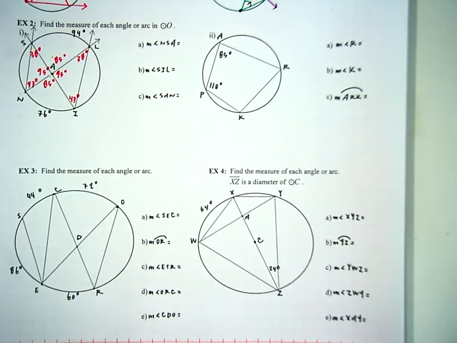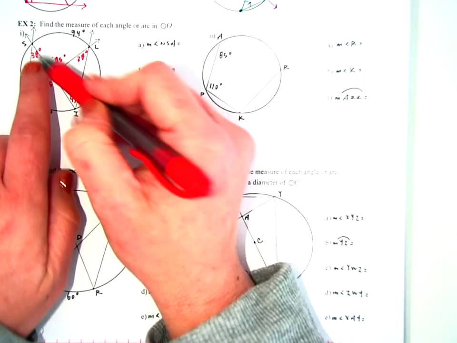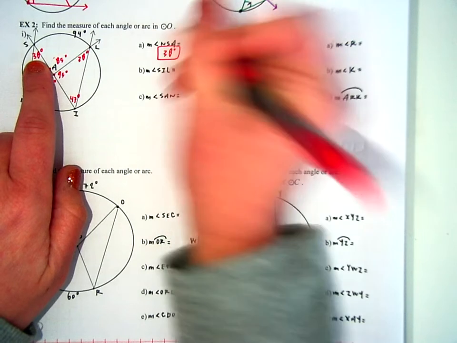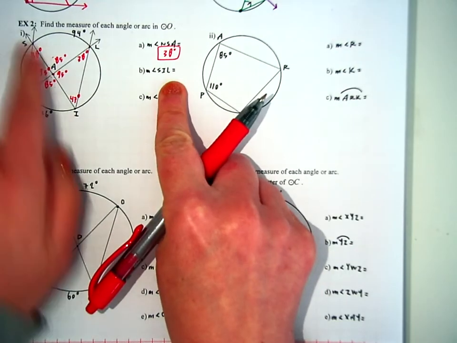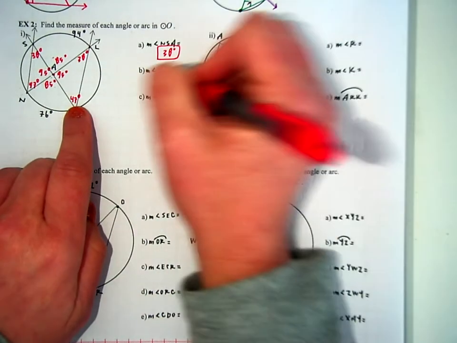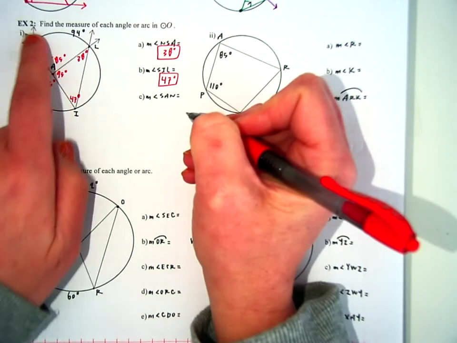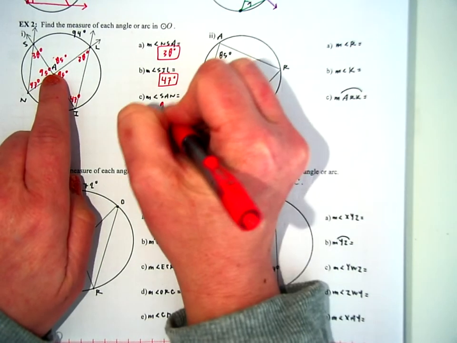All right, so the measure of angle NSA right there is 38 degrees. Okay, SIL right here is 47 degrees. And then SAN right here is 95 degrees.